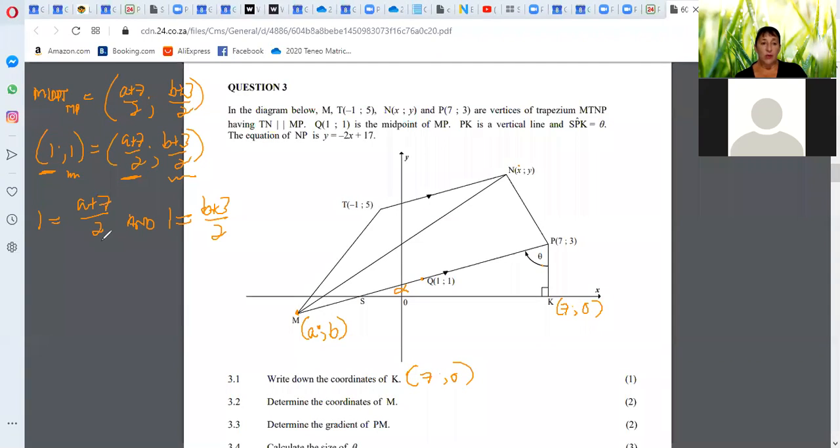All right, so here we just multiply by 2 and we solve for a. So a is equal to 2 minus 7, which is minus 5. See, as I find it, I fill it in. And then 2 equals b plus 3. And so b will equal 2 minus 3, which is minus 1. All right, so we have that end point M quite easily.